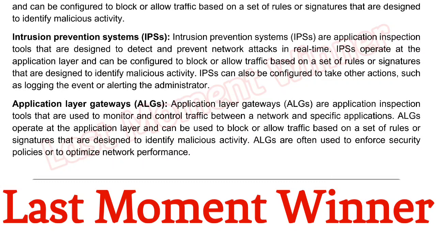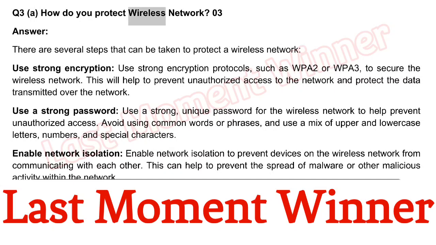OR Q3A. How do you protect a wireless network? Q3. Answer. There are several steps that can be taken to protect a wireless network. Use strong encryption. Use strong encryption protocols, such as WPA2 or WPA3, to secure the wireless network. This will help to prevent unauthorized access to the network and protect the data transmitted over the network.